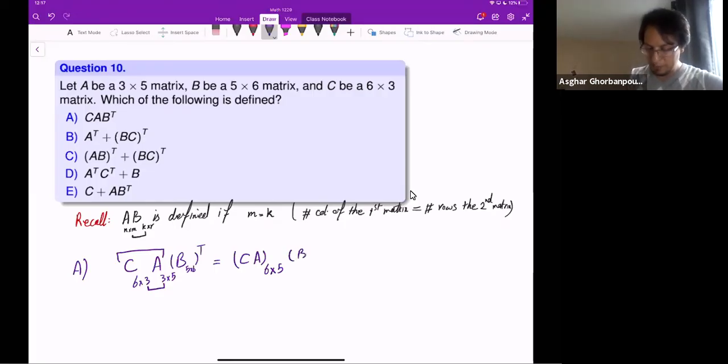But we have B transpose. You remember transpose changes the columns and rows. So B transpose is going to have 6 rows and 5 columns. And right here, you see that the number of columns of the first matrix is not equal to the number of rows of the second one. So this is not defined.